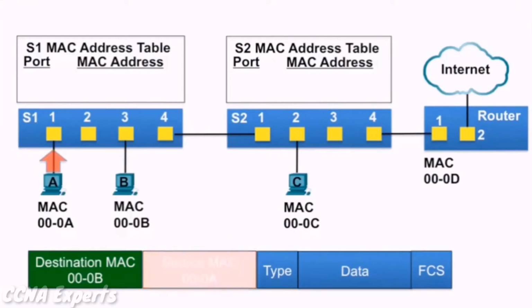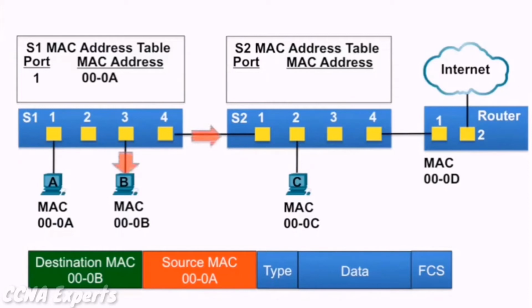S1 receives the Ethernet frame, examines the source MAC address, and notices that this MAC address is not in its MAC address table, so it adds the MAC address and the incoming port number. Next, switch S1 examines the destination MAC address and notices that this MAC address is not in its table, so it floods it out all ports.